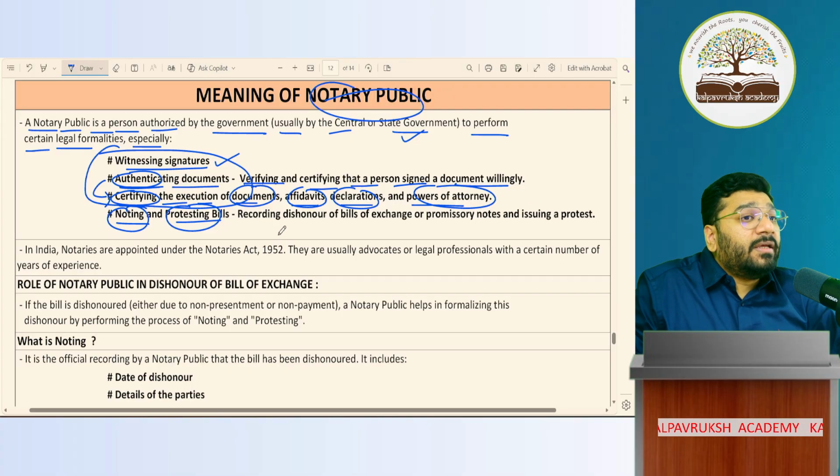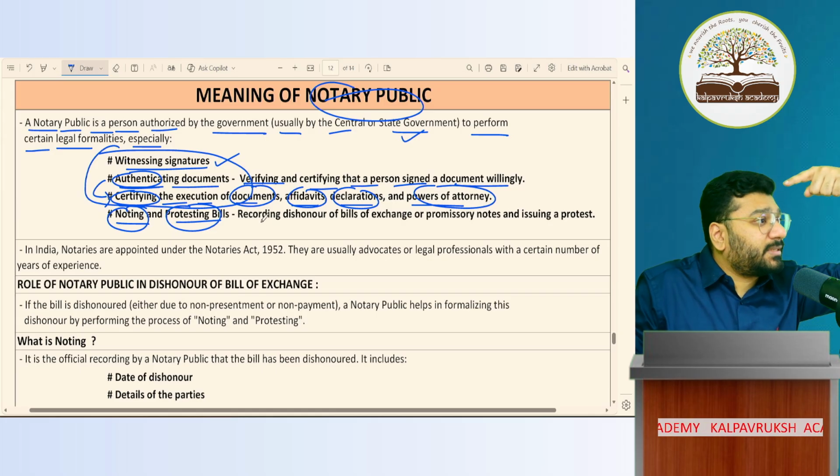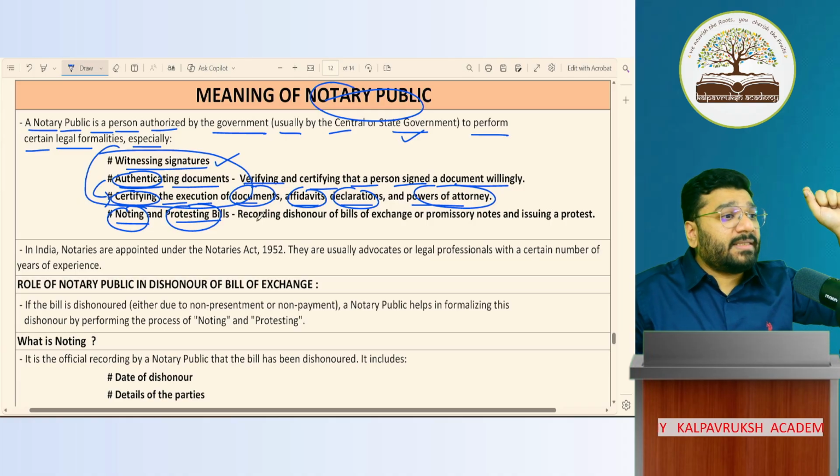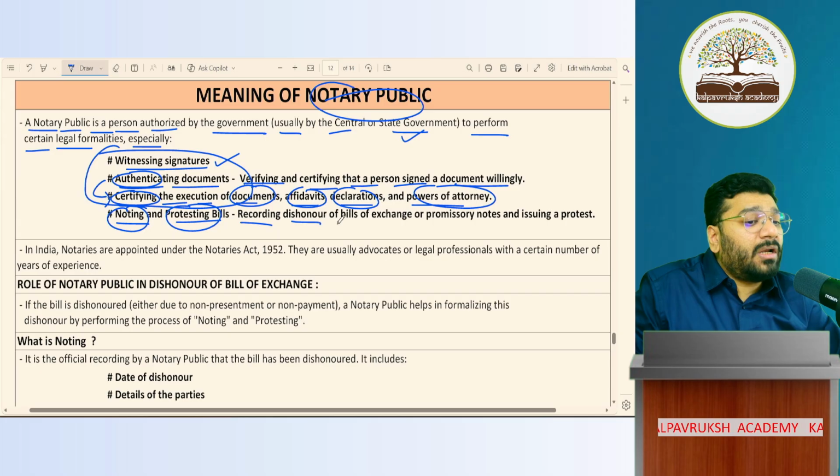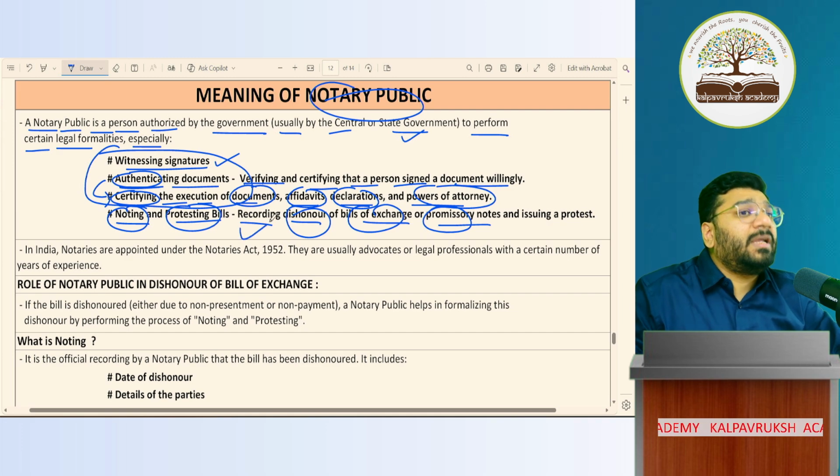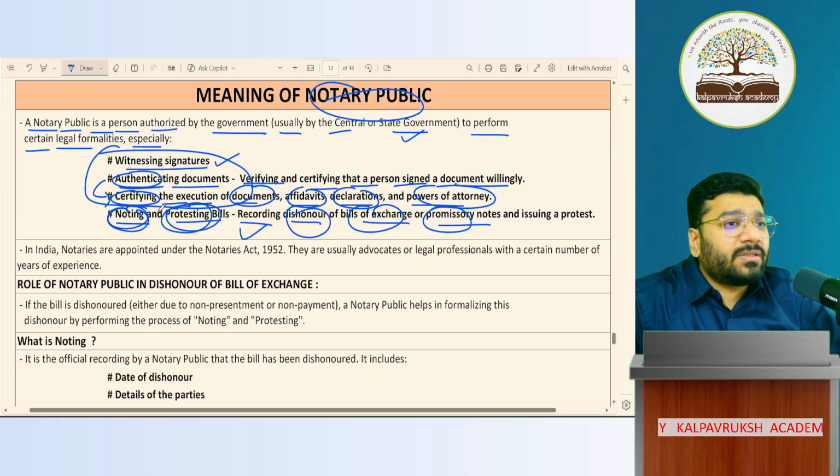Means what? The seller will approach the notary public in case of dishonour of bill. That notary public will present the bill to the buyer and check what really happened. The dishonour happened because the presentation was not done, the bill was not presented, or this mistake was done by the customer. Whatever the mistake is, he'll make a note of it. So he records the dishonour of the bill of exchange or the promissory note. If it is dishonoured due to any reason, that reason he will record. That job is called noting and protesting bills. Got it? Not got it?